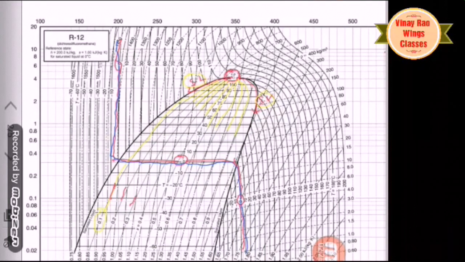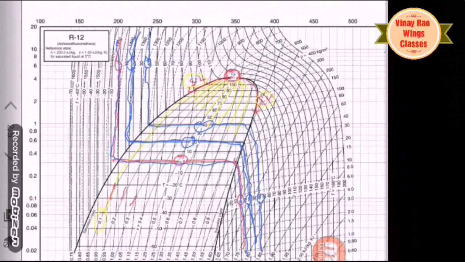If I follow 20 degrees Celsius, this is the saturated region. After this, in the superheated region, if we move downward, this is again 20 degrees Celsius. If we move in the liquid region, this is 20 degrees Celsius. That means this is a constant temperature line, 20 degrees Celsius. Similarly, this is a 40 degrees Celsius line. These lines are constant temperature lines.